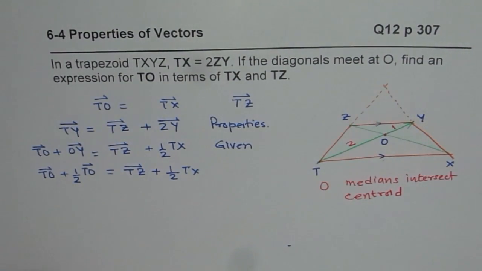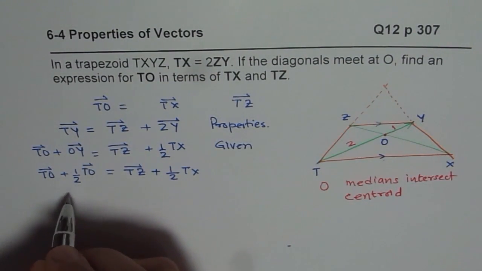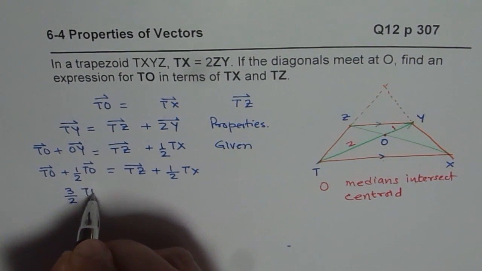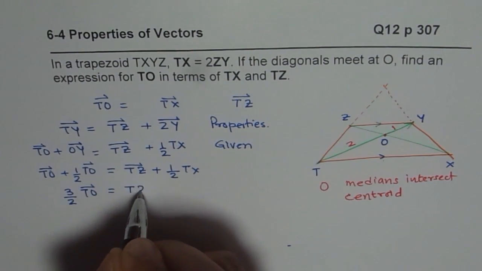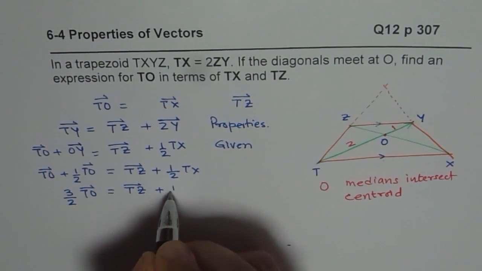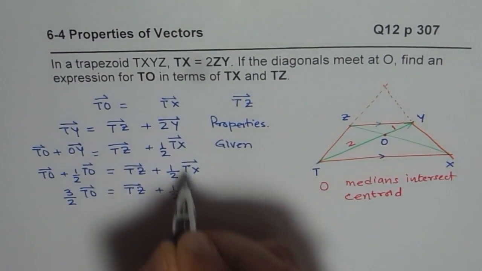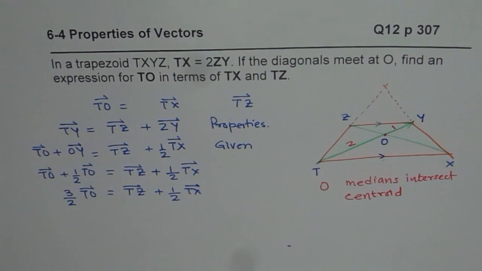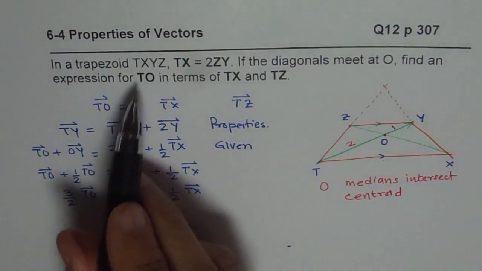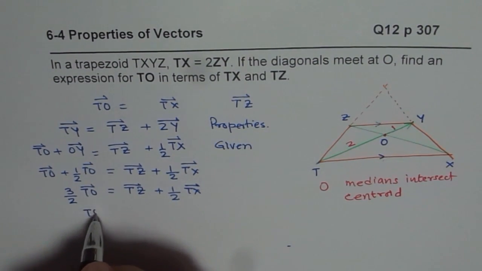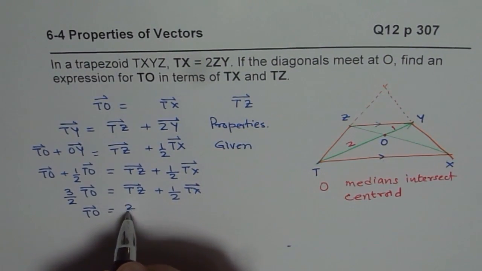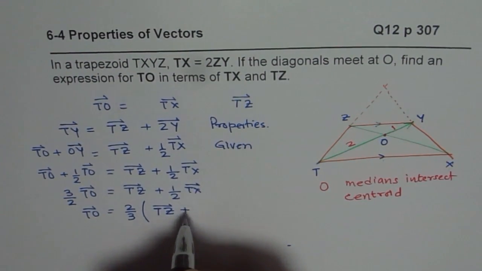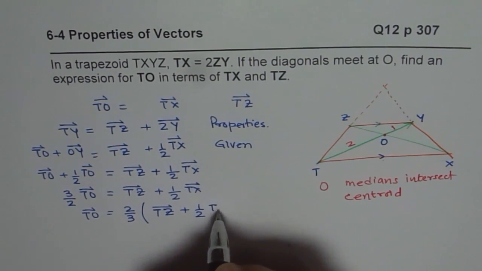Now let's combine these two terms. Half plus 1 is 1.5, or 3 out of 2, of TO. So that is equal to TZ plus half of TX. These are vectors, so we should be either writing them in bold letters or with an arrow on the top. From here we can find how TO is related to these two. So vector TO is equal to 2 over 3 times vector TZ plus half of vector TX.